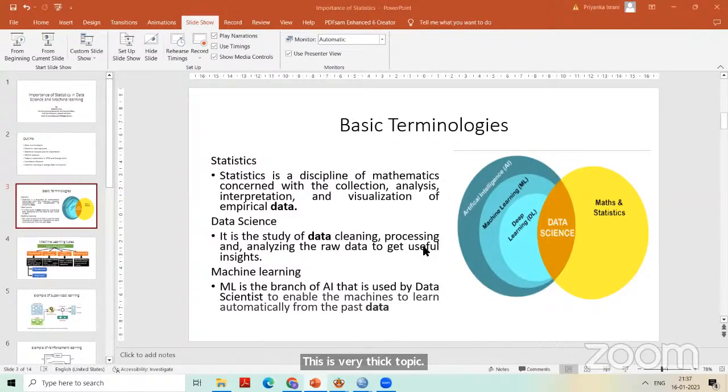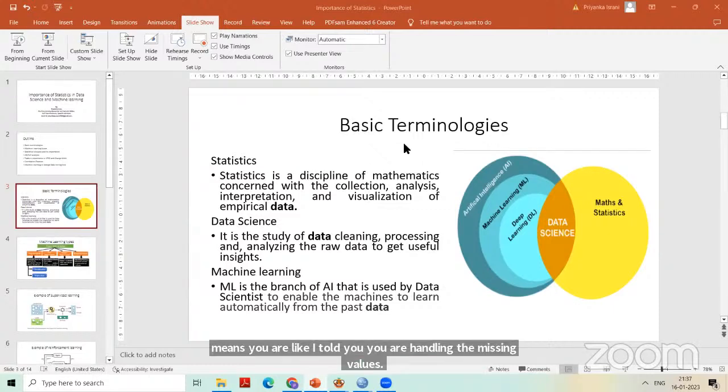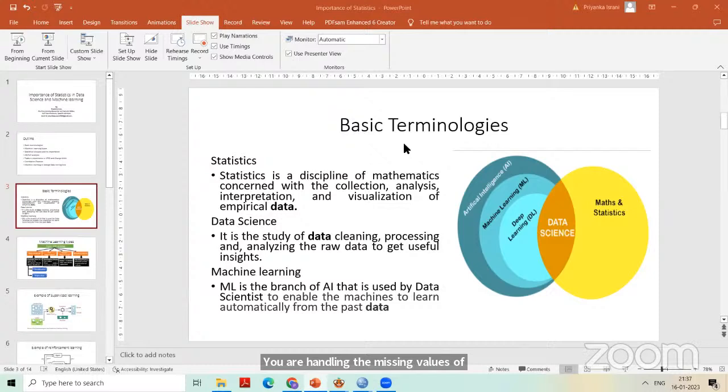So I will not cover here what a bias error is. Next is, what is data cleaning and data wrangling? Data cleaning means, like I told you, you are handling the missing values, either by taking some random value and putting it there, or replacing it with a null value. Or you are removing the outliers, like I told you, age. The age cannot be 500, so that is an outlier.